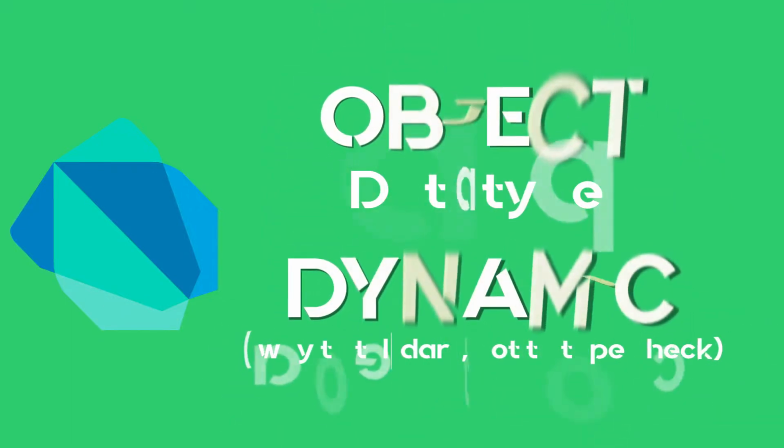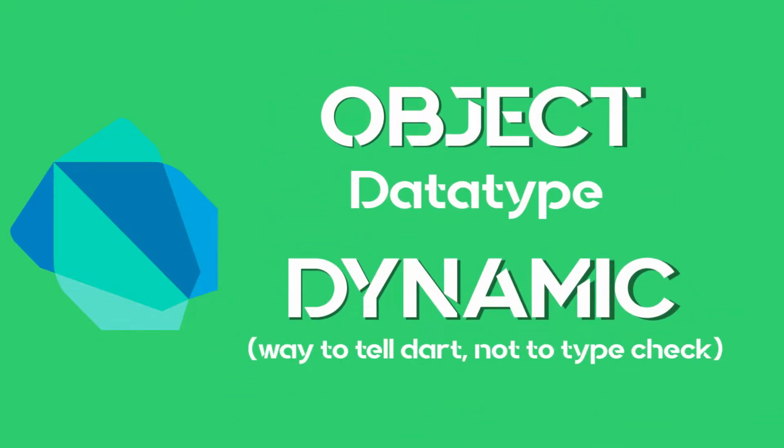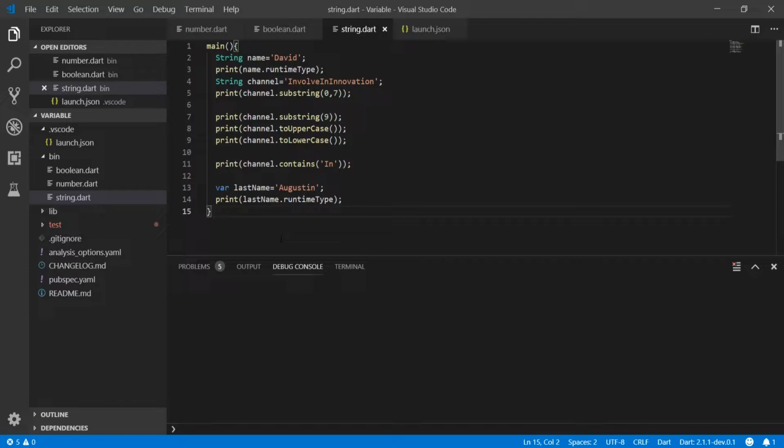In this video, we will see about dynamic and object type. Dynamic is not really a type. We will see why in this video. If you want to declare a variable which is not restricted to a single type, then we can declare that variable as dynamic or object. As I mentioned earlier, dynamic is not really a type. We will see this in detail later.